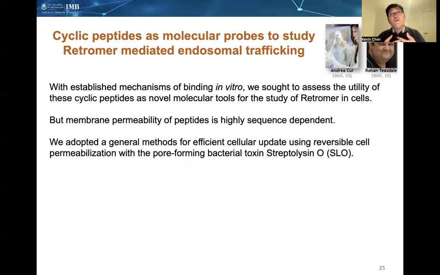But of course, we didn't just do studies in solution, we also tried to study in the cell. We know one of the biggest challenges in cyclic peptide study is that it's very hard to get into the cell. Particularly, cyclic peptides very easily get trapped inside the endosome, which is a problem because our protein is actually on the surface of the endosome, not the inside, which makes it very difficult. And you can see the membrane permeability of the peptide is highly sequence dependent.